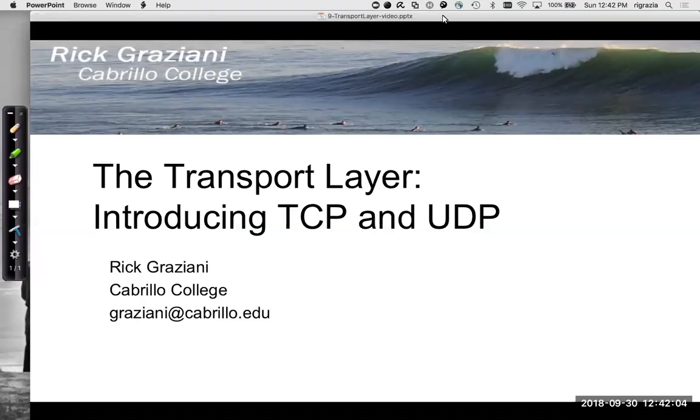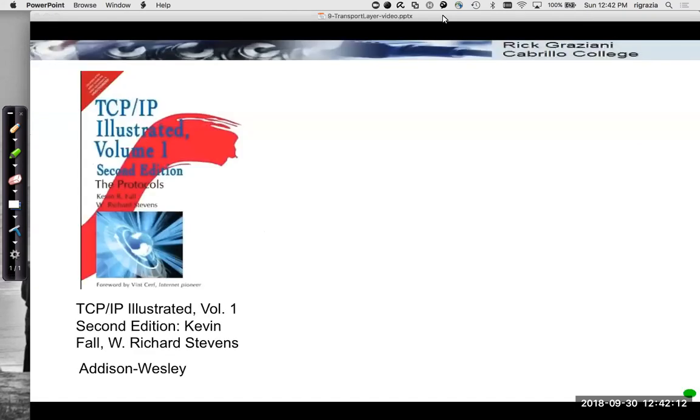Hi, in this video, we're going to introduce the transport layer, specifically the two protocols involved, TCP and UDP. First of all, I just want to mention TCP/IP is a very complicated suite of protocols, with a lot to it, especially with TCP.